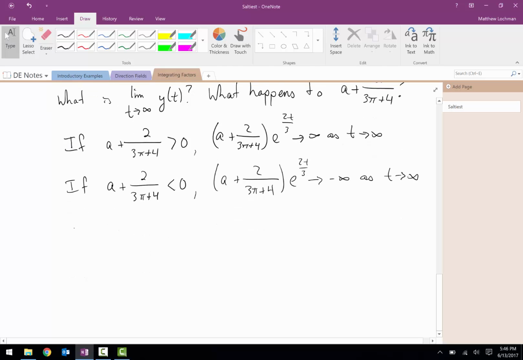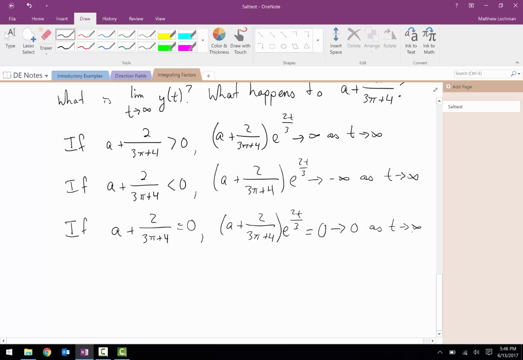Okay, and then the final case, and this is the idea. If this thing is 0, then that term is 0 all the time. So this thing is constantly 0, which obviously goes to 0 as t goes to infinity. All right. So the idea here is that this third case is the transition case where it switches behavior.